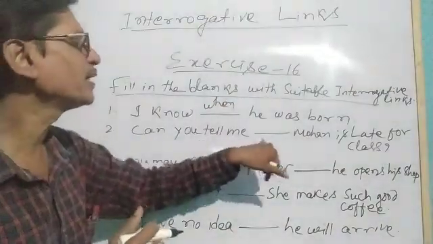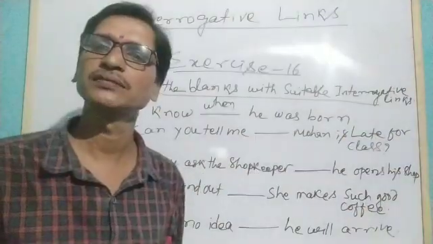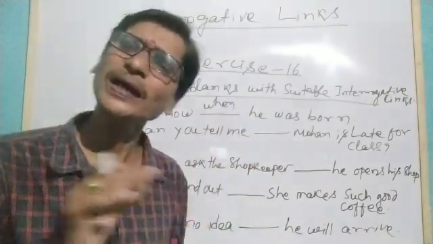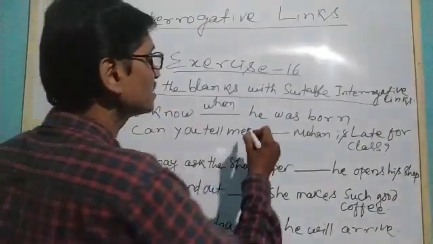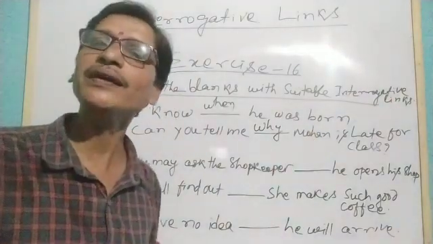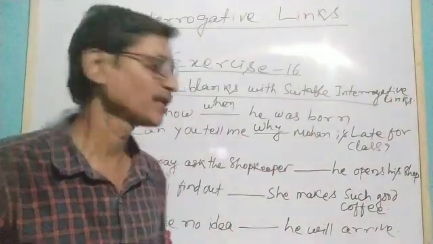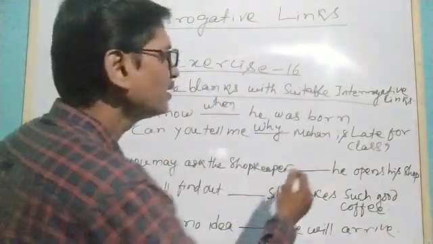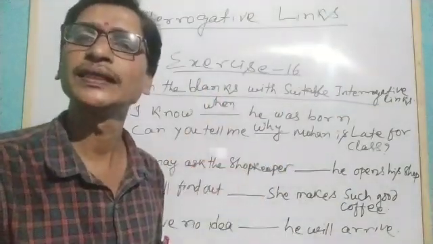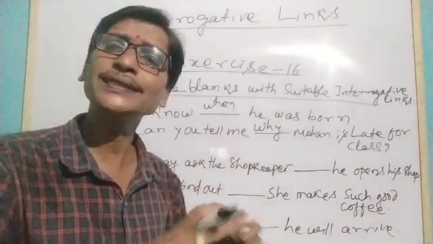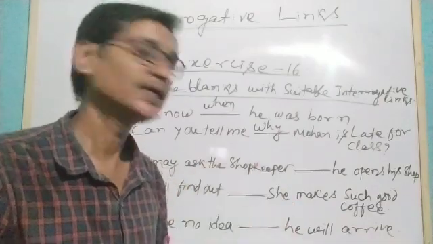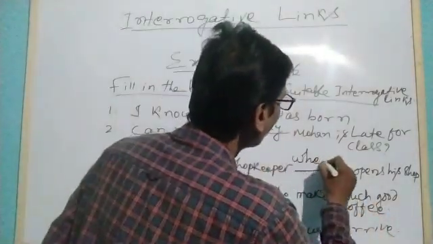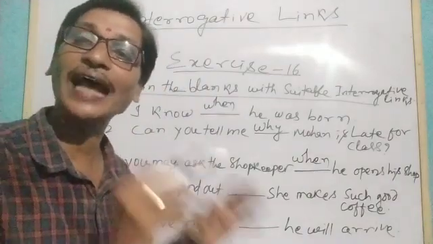Next, can you tell me dash Mohan is late for class. So somebody is asking you, Mohan is late for class. What is the reason? So when we want to know the reason, it should be why. Can you tell me why Mohan was late for class today? Similarly, number 3, you may ask the shopkeeper, dash he opens his shop. That means opening and closing of the shop is related or associated with the time. Therefore, we can use when he opens his shop. We can use when to know the time.